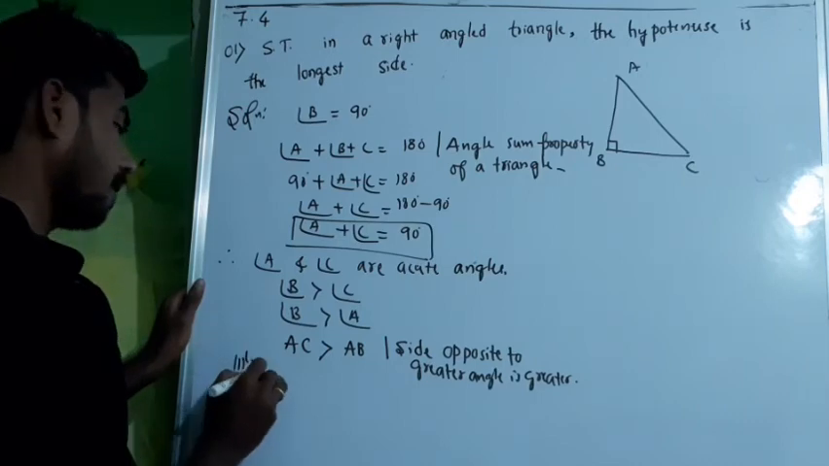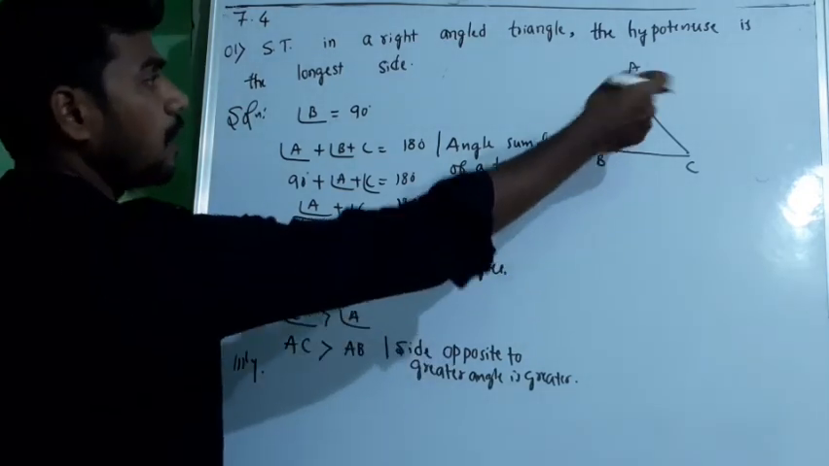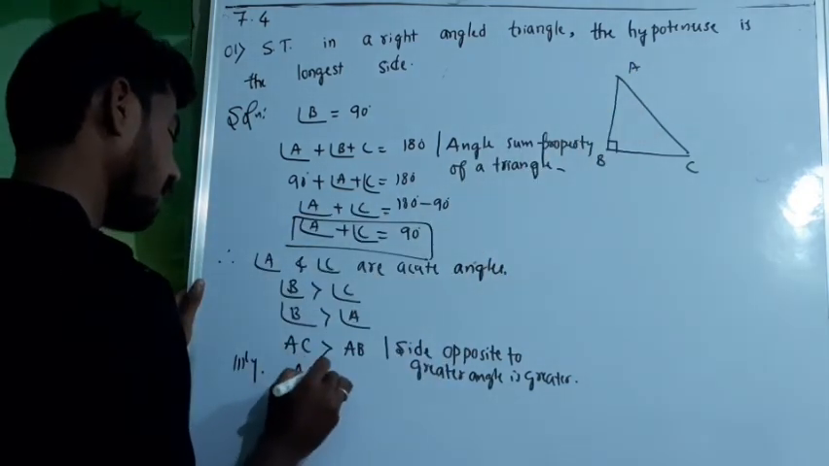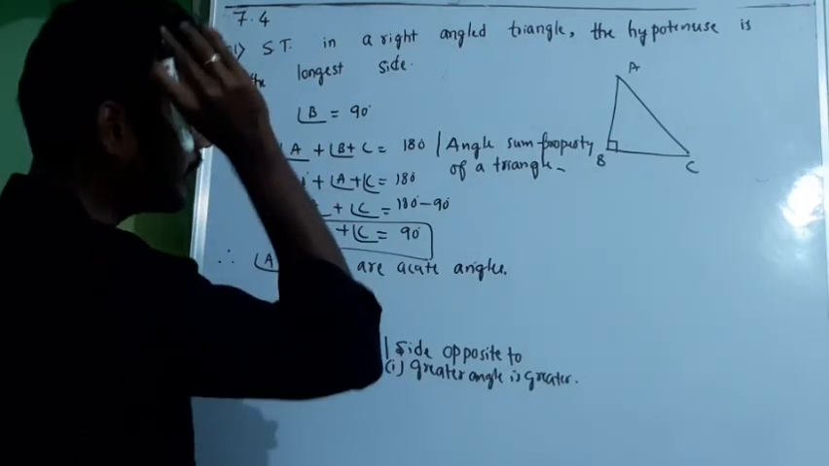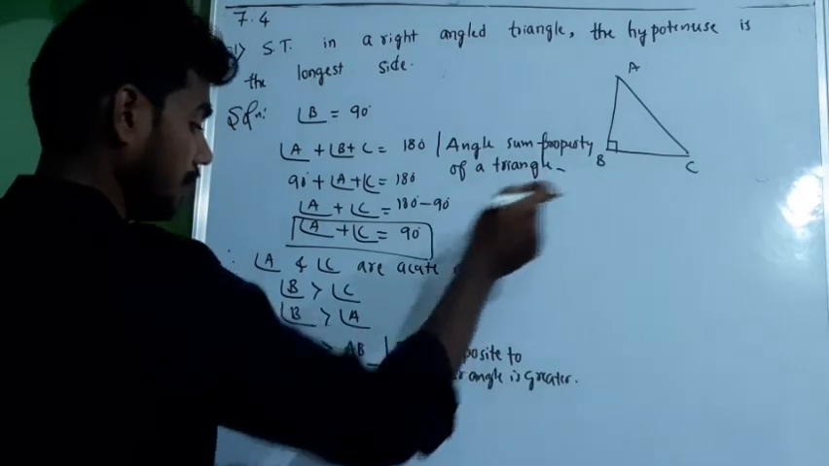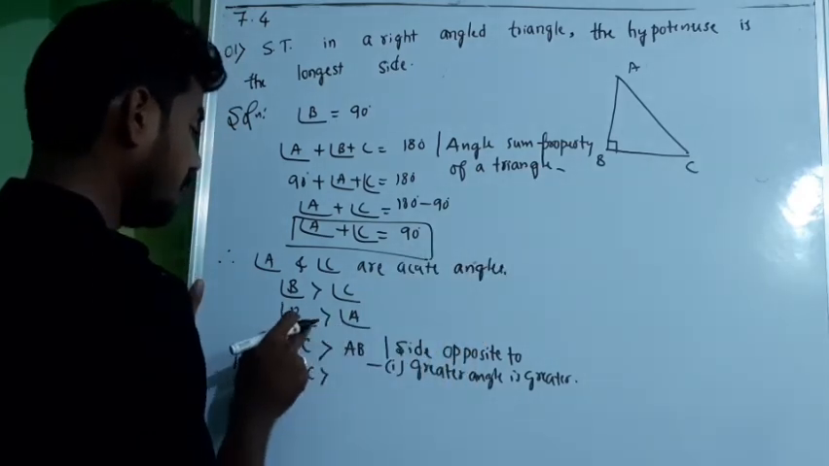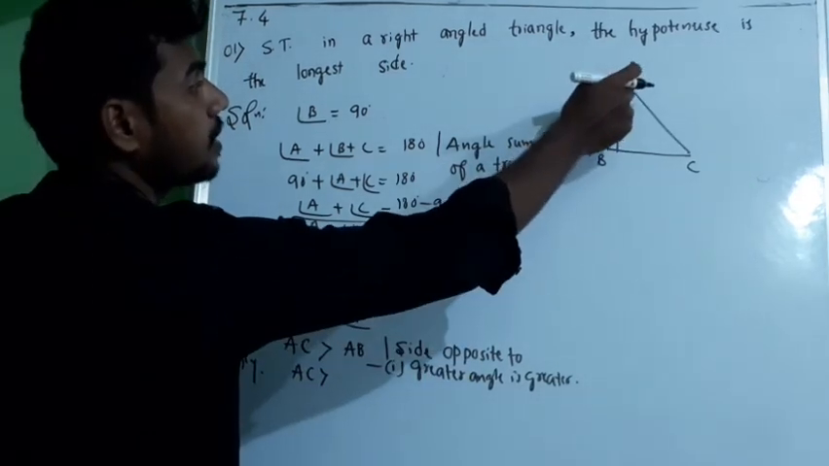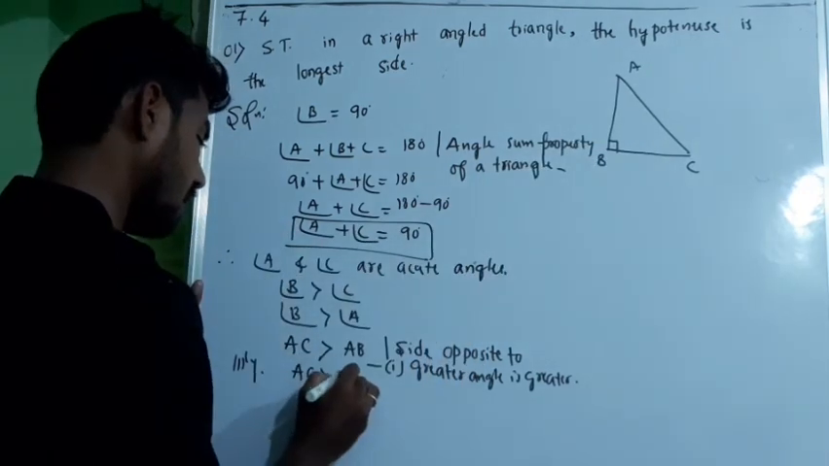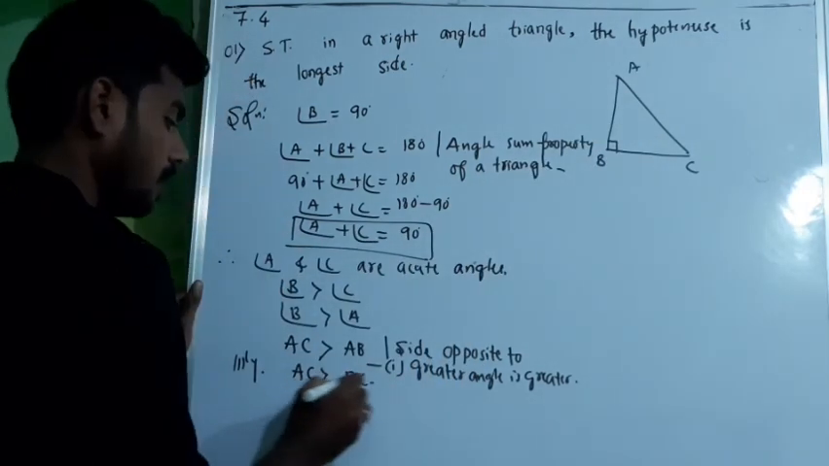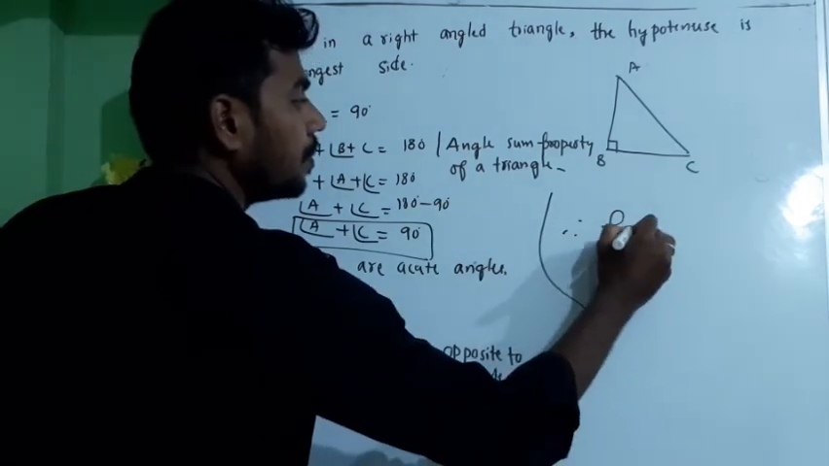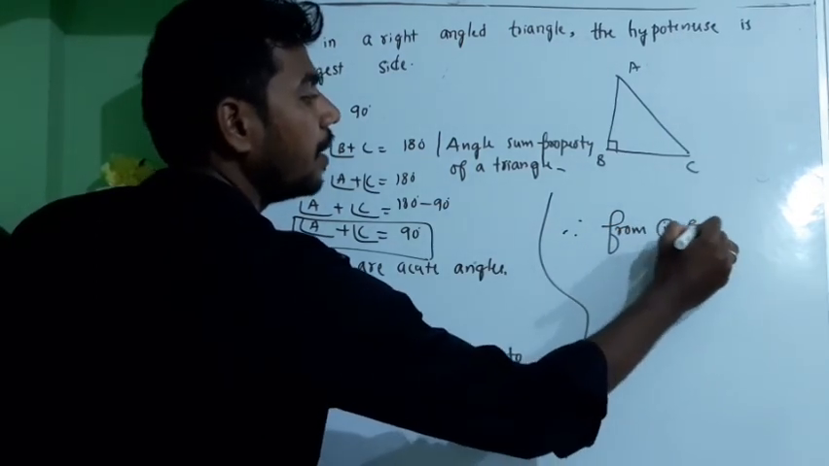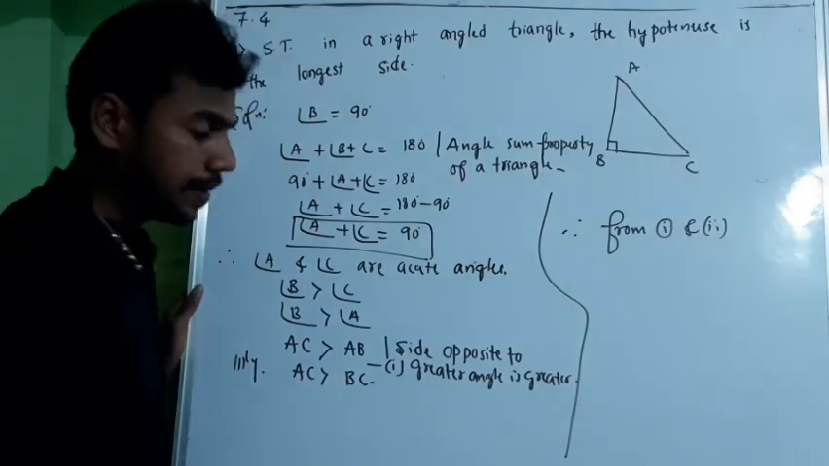Similarly, angle B opposite AC is, I will call it as equation 1. AC is greater than AB. So next it is B is greater than A. Where is the side opposite to angle A? BC. AC is greater than BC. Therefore, from equation 1 and 2, what can I write?